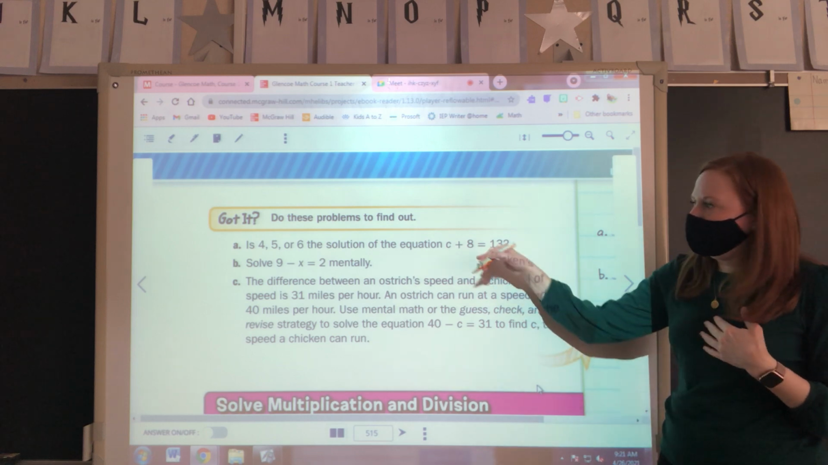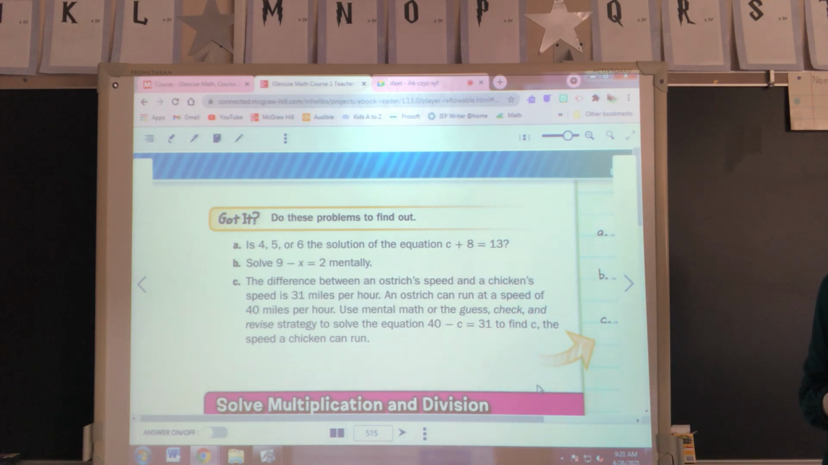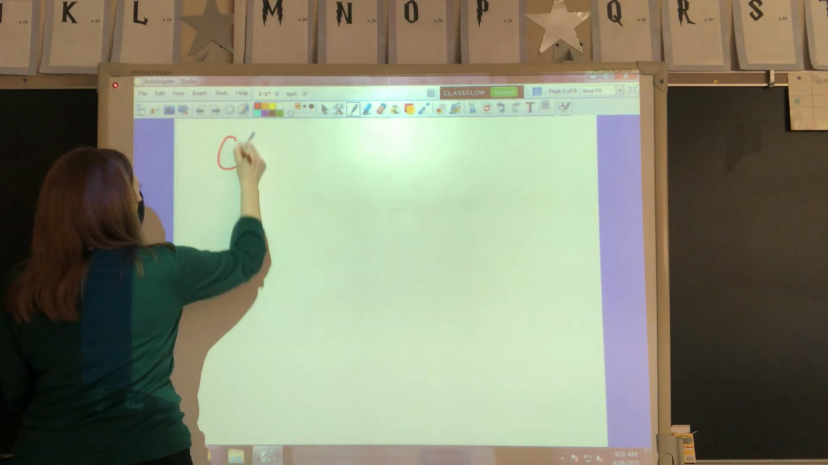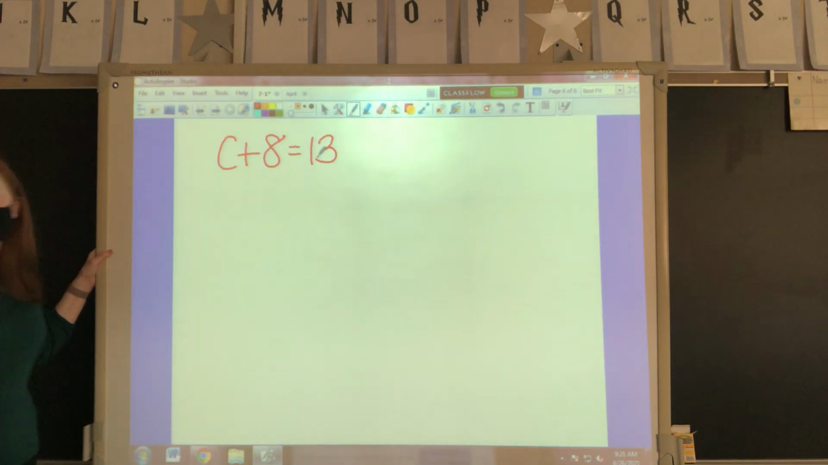All right? So the first one, A, is 4, 5, or 6 the solution of the equation C plus 8 equals 13? So if you have your numbers, again, you can plug them in and try to do it that way, or you can use your opposites. So if I'm going to use my opposites, what would I need to do to solve this problem? C plus 8 equals 13. What do we think?